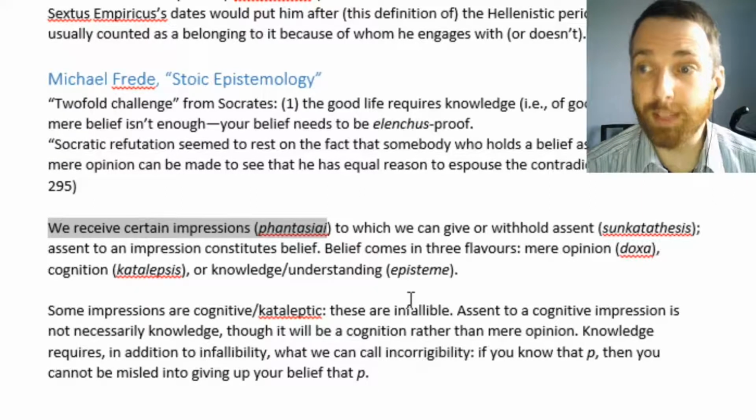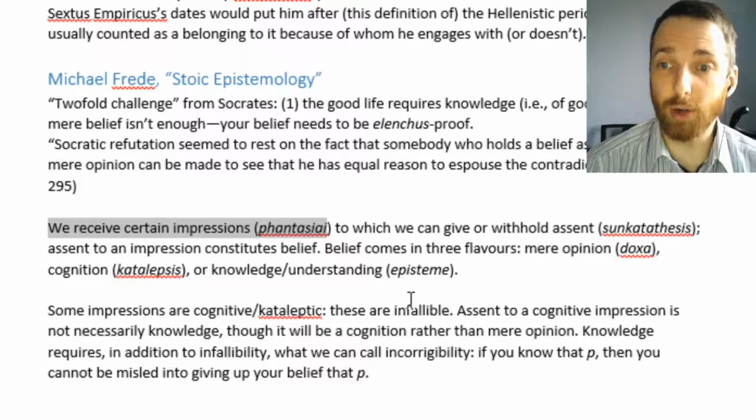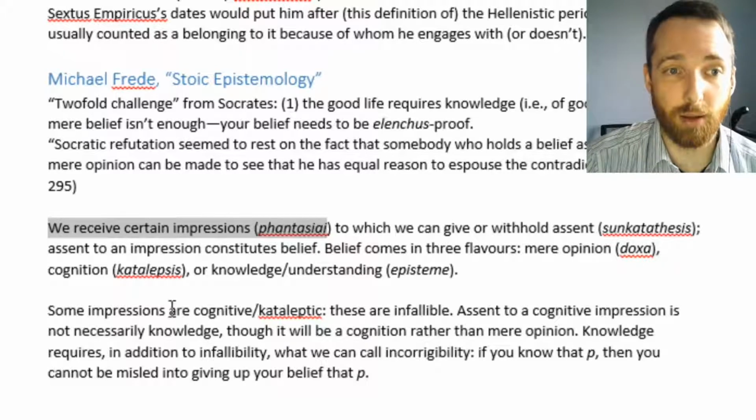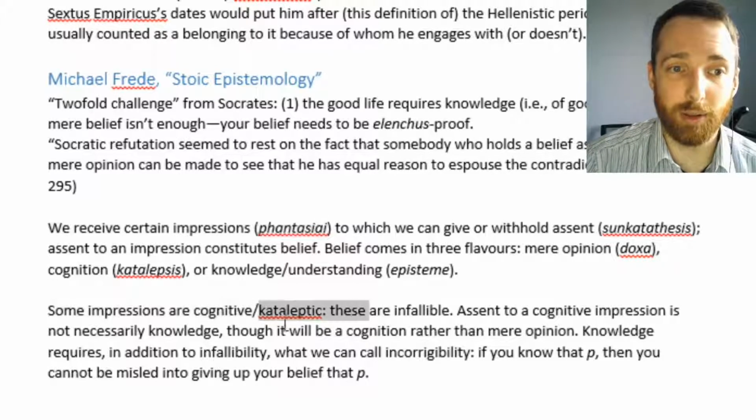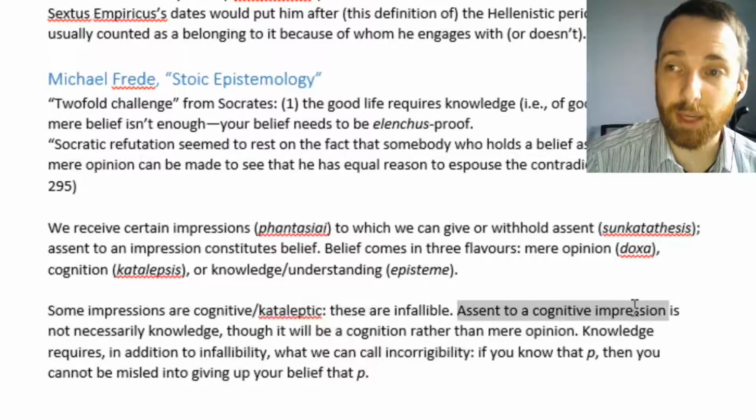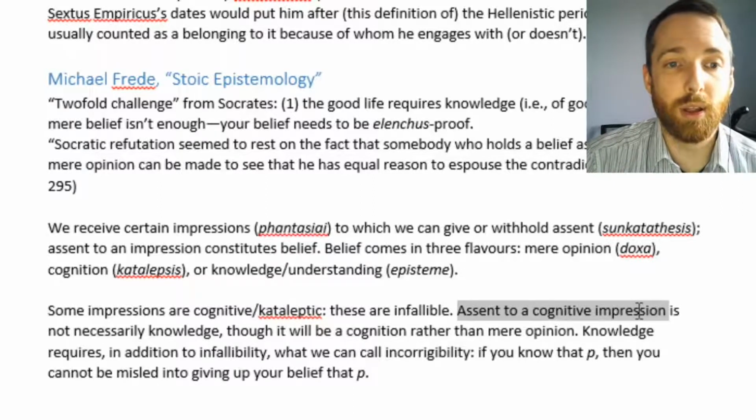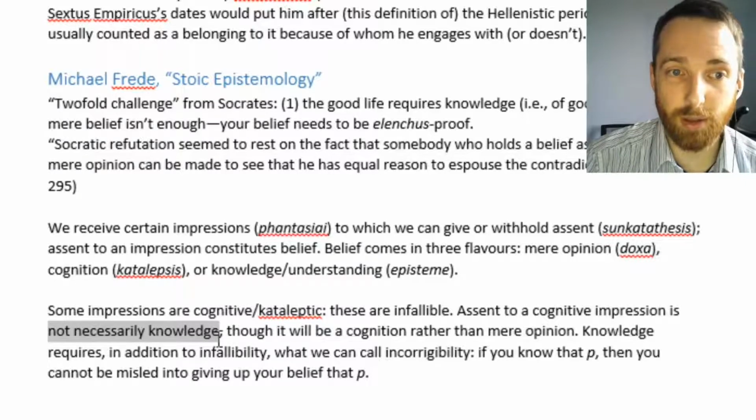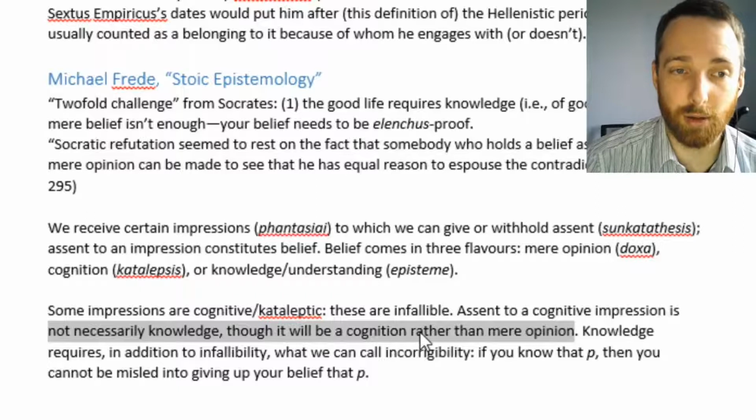But the Stoics will say some impressions are not fallible like that. It's not possible for them to be misleading or mistaken. They are cataleptic. They're grasping. So if you assent to one of these special kinds of impression, then we'll say that's a special kind of belief. It's cognitive. It's a cognition. It might not be knowledge. I'll say why in a second, but it is at least better than doxa. It's a cognition, a catalepsis.